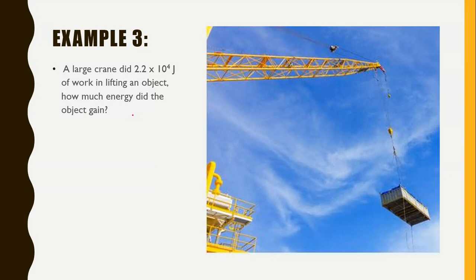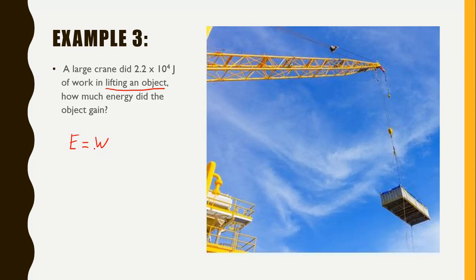Well, remember you guys, this is a bit of a trick question. Remember, work is the transfer of energy through a push or a pull. So this crane is lifting an object. It's pulling the object upwards, and it's doing 2.2 times 10 to the 4th joules of work in order to do that. Now, once this object gets lifted above the ground, how much energy does it have stored in it? Well, the amount of energy, E, is equal to the amount of work that's being done to it. So this is actually a pretty easy question.